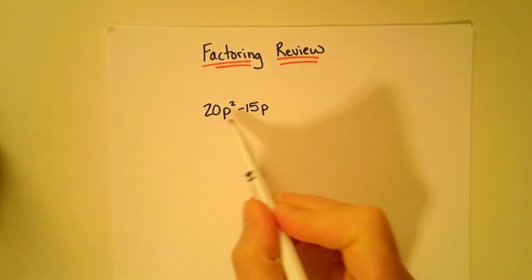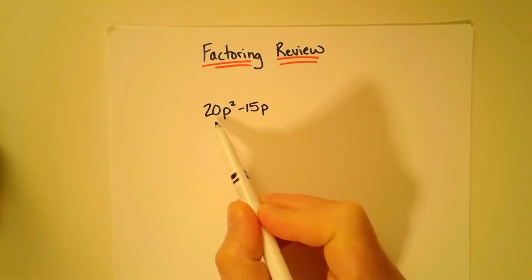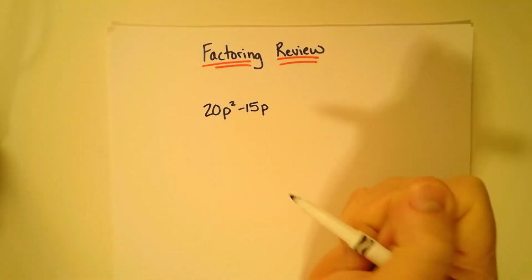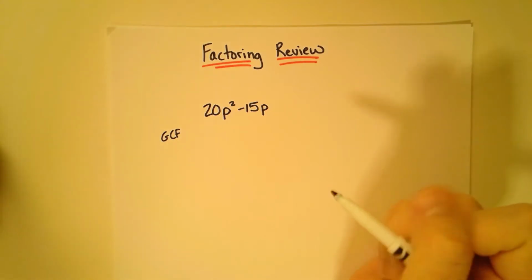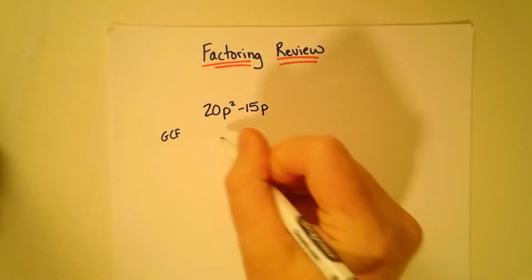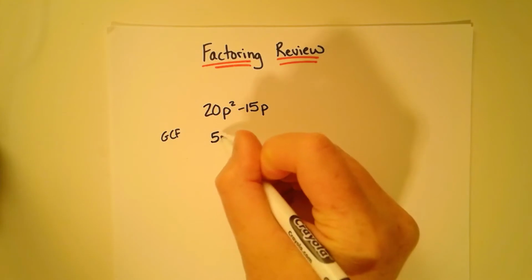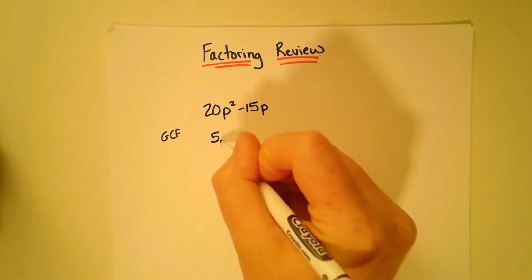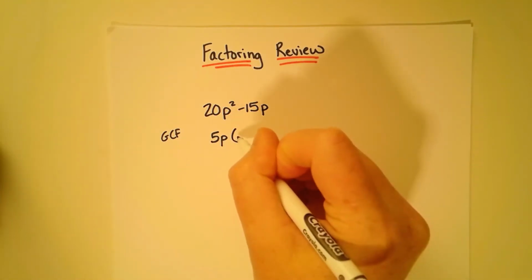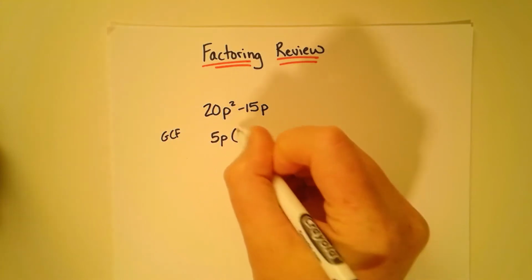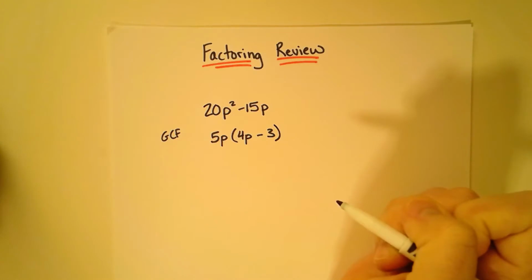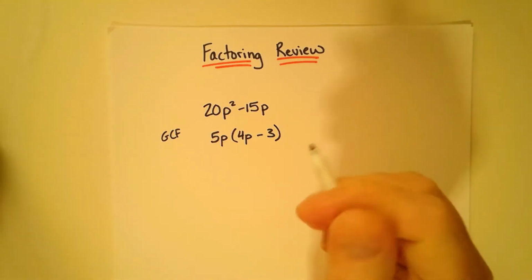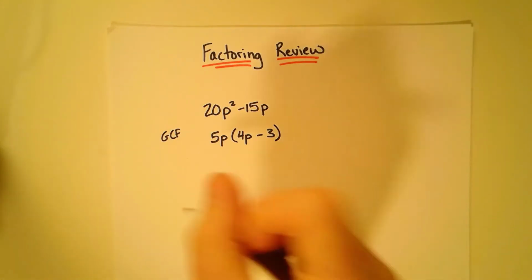So we have two terms. They are not perfect squares, so the only thing we could do is factor out a greatest common factor. So between 20 and 15, we could take out 5, and then each term has a p that we could factor out. So if I take out 5p, I would have 4p minus 3 left over. And then that would be all that I could do for that one. Let's look at another example.